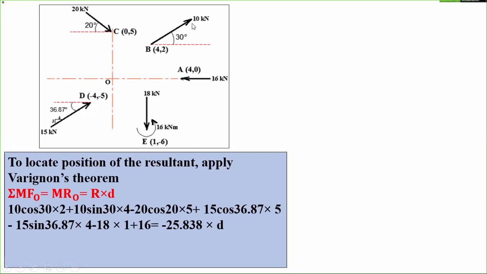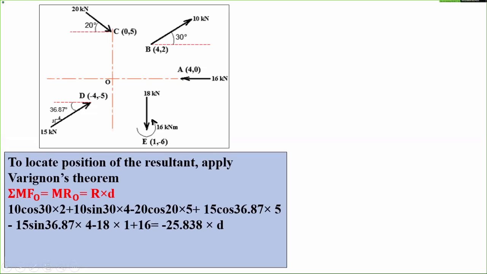So first I have started with this 16 kilonewton force about O. The 16 kilonewton force is passing through O. If I extend the 16 kilonewton force, it is passing through O, so its moment will be 0. That's why I have not considered this 16 kilonewton moment. Then I will think about the 10 kilonewton force.